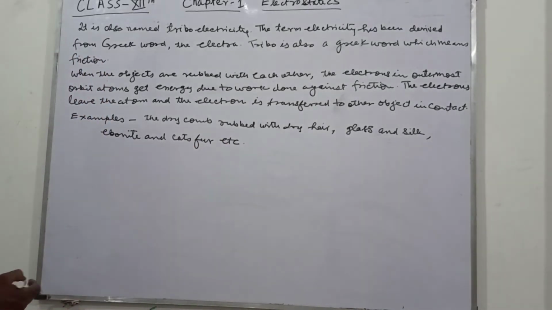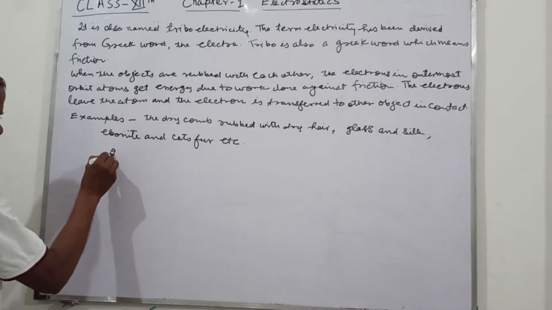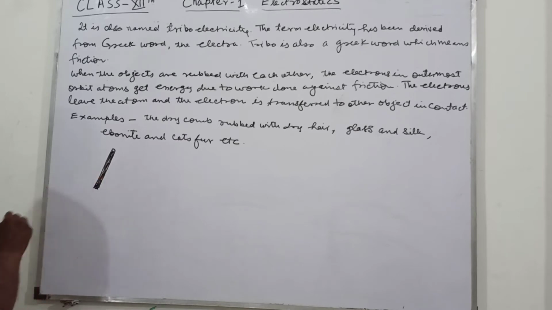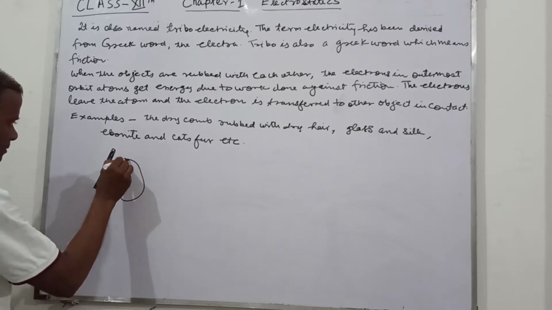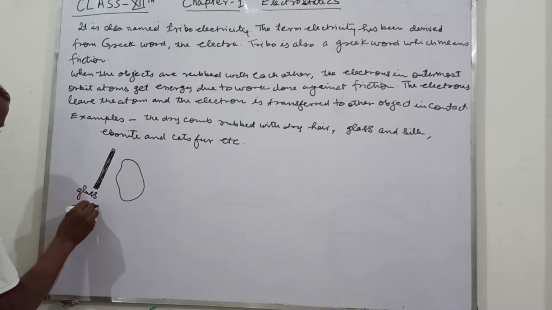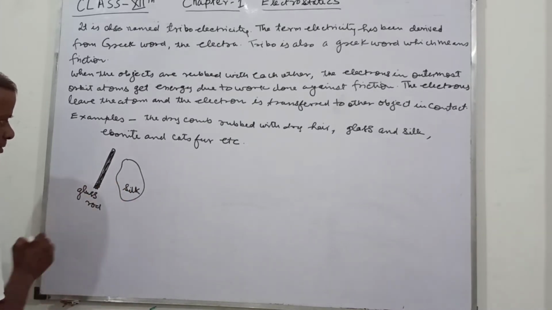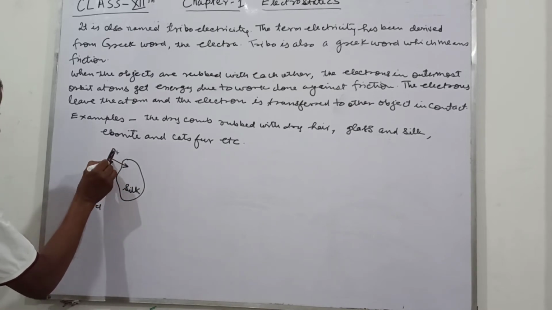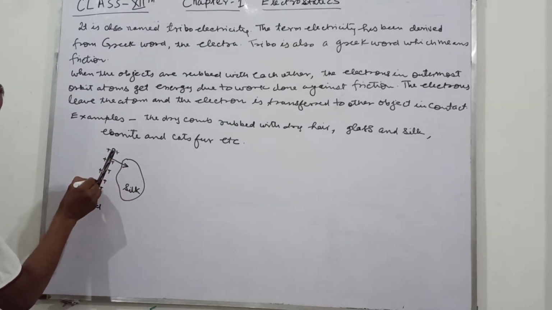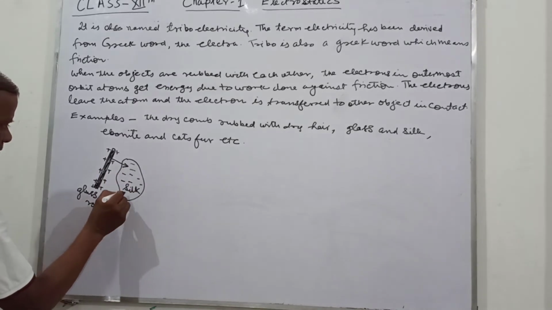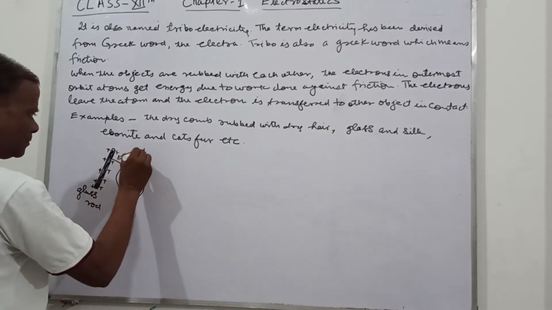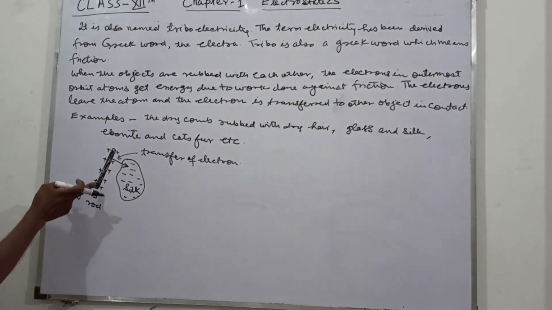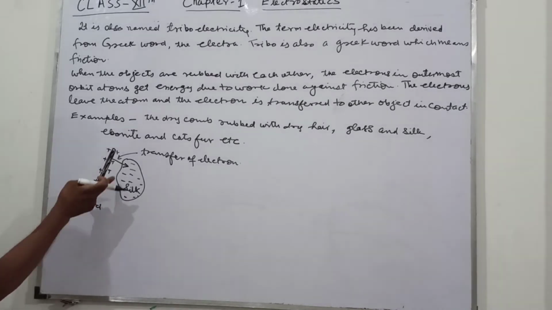Suppose we have a glass rod. This glass rod is rubbed with silk. Now electrons go from glass rod to silk. So the glass rod becomes positively charged and the silk becomes negatively charged. This is the transfer of electrons.